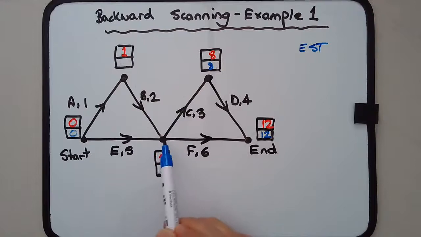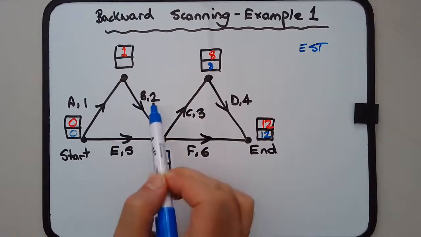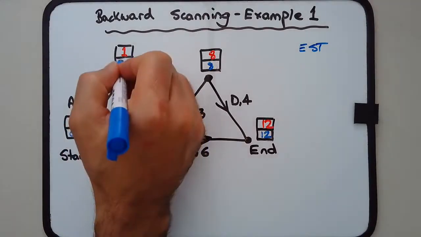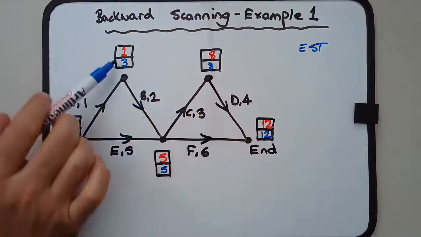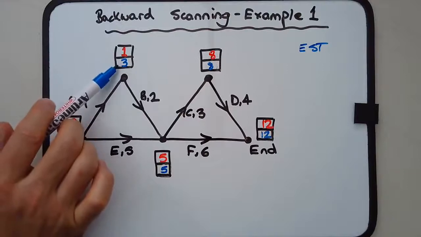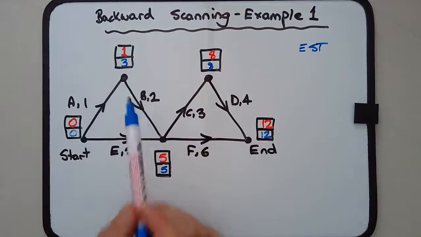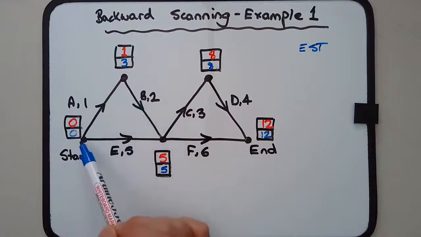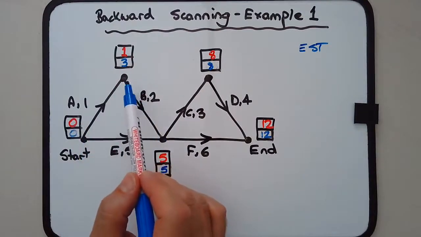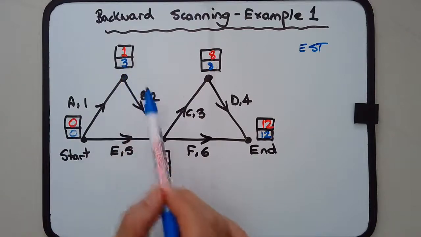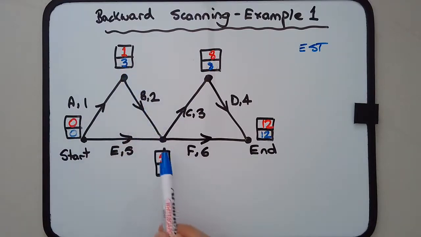Let's now go through activity B. Again, we're using the blue numbers. 5 minus 2 gives us 3. Notice now with activity B, the top number and the bottom number are different. That means that we do have a little bit of leeway with activity B. Starting activity A, we can wait up to 2 hours before we start activity B, and it will not delay activity C or F, and it won't even delay the project in its entirety.